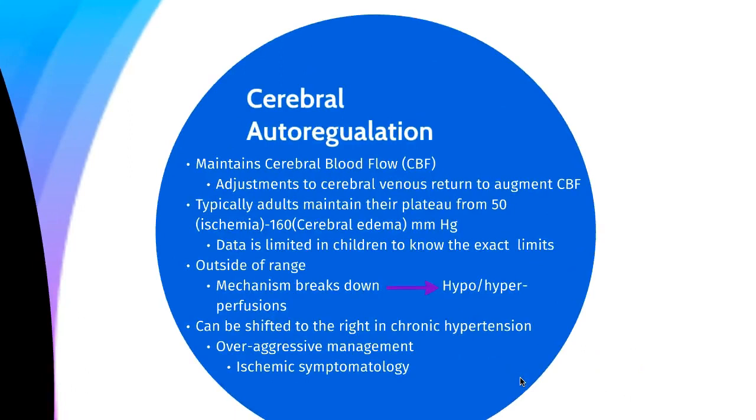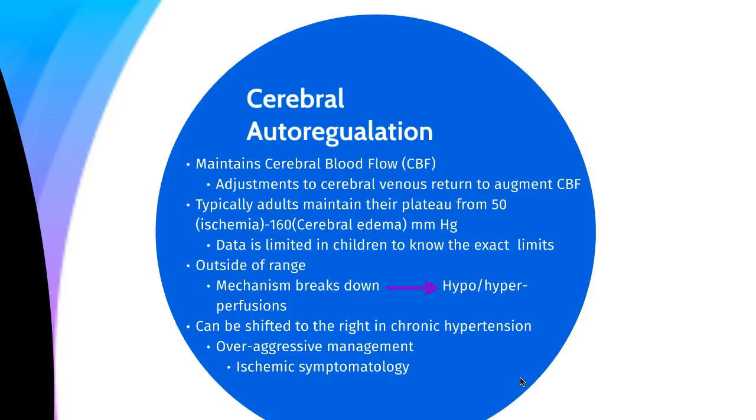Next, we need to understand cerebral autoregulation. This maintains cerebral blood flow. Ultimately, our brain is really smart and it's able to adjust this cerebral venous return to augment the blood flow. In adults, it's typically maintained from a plateau of 50 to 160 millimeters of mercury. However, in children, there's limited data for the extreme ranges. Outside of this range, the mechanism breaks down and you can have hypo or hyperperfusion of the brain parenchyma.